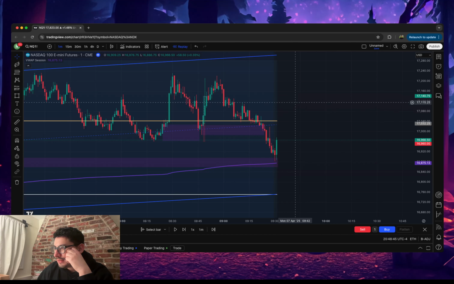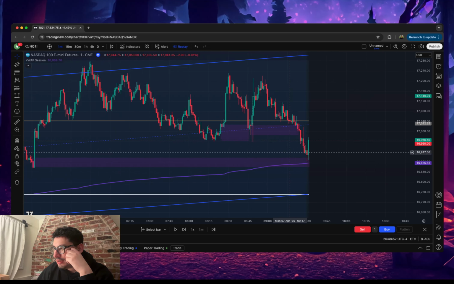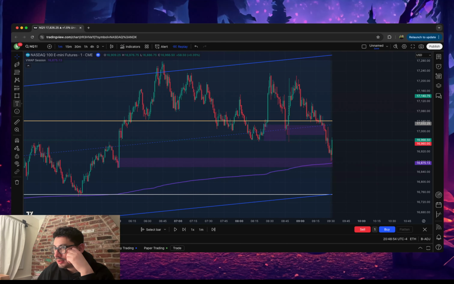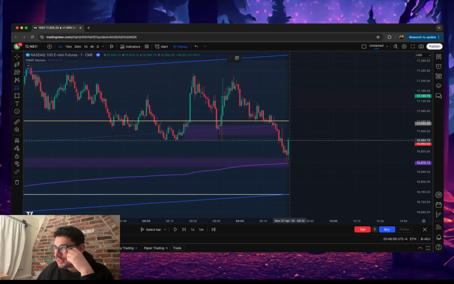Now, is this the bottom of the right channel down here? Yes. Is this a nice reaction at VWAP with a pretty big zone? I think so. This is a lot of risk, so you should size down.